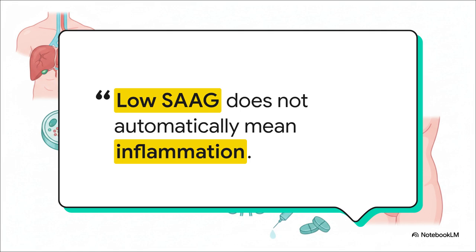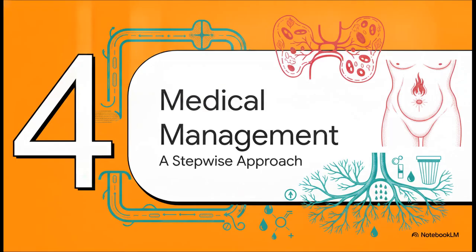But here is the kicker, and you can't forget this. There's actually no peritoneal inflammation happening here. The capillary wall is totally 100% intact. The SAAG is low purely because of a math problem created by profound systemic hypoalbuminemia. It's a tricky one, so we always have to keep this exception in the back of our minds. All right, part 4, stepwise medical management.